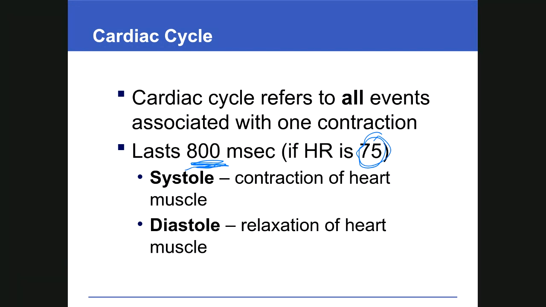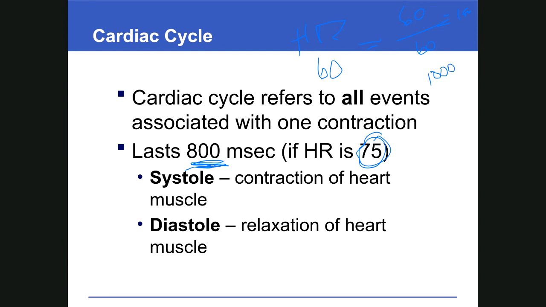So what if your heart rate was 60? So my heart rate is not 75. I just took it and it's 60. So how long does each beat last if my heart rate is 60? Well, we're going to do the same thing. We're going to take the heart rate and we're going to divide it into 60. 60 into 60 is what? It's 1. So that means that each beat is taking 1 second. Or another way to say that would be 1,000 milliseconds.